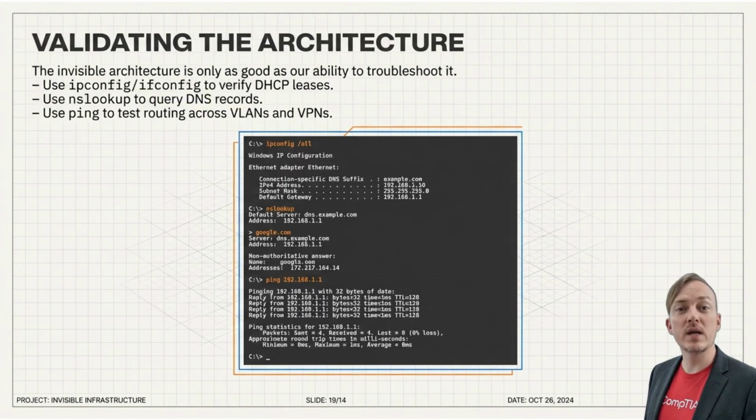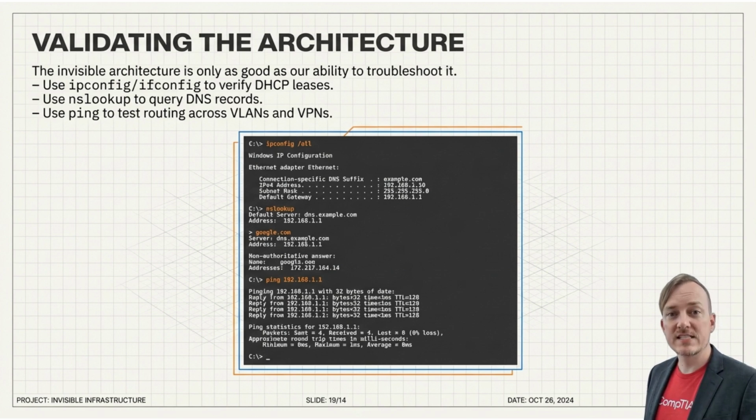Finally, the invisible architecture is only as good as our ability to troubleshoot it at the command line. When things break, use ipconfig, or ifconfig on Linux, to verify your DHCP leases and subnet masks. Use nslookup to manually query the directory and verify your DNS records, and use ping to test your routing pathways across those VLANs and VPNs.